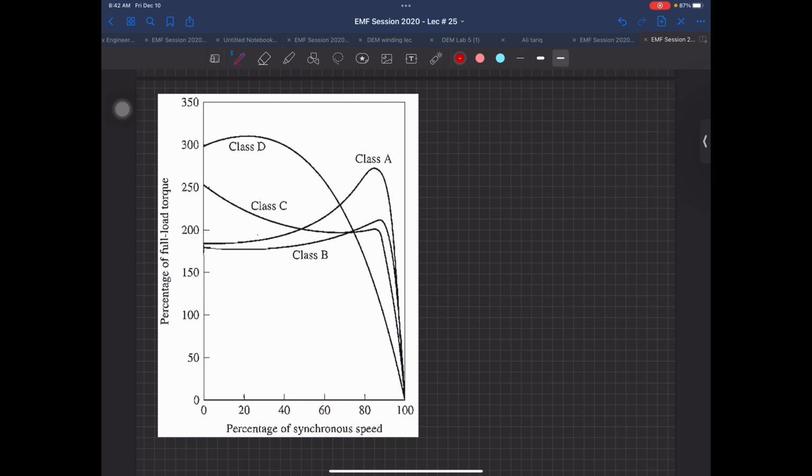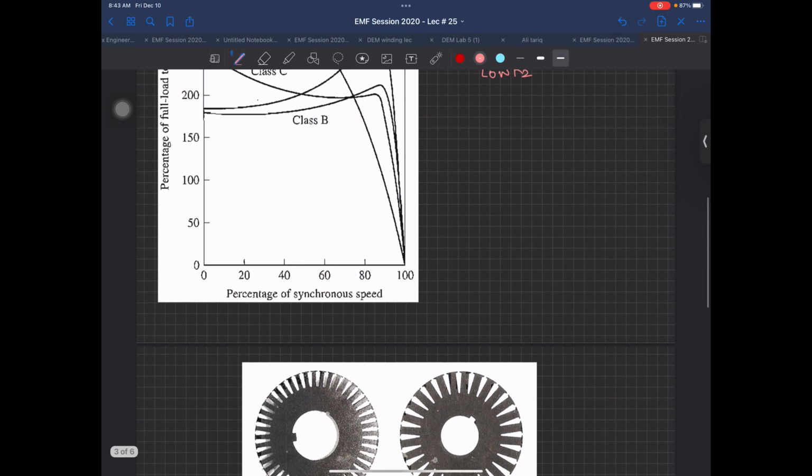Very simply, class A and class D are very simple, because class A is going to be made with a low R2 and class D is going to be made with a high R2. Now first of all, before going on to class B and class C, I have class A and class D. How to make class A?